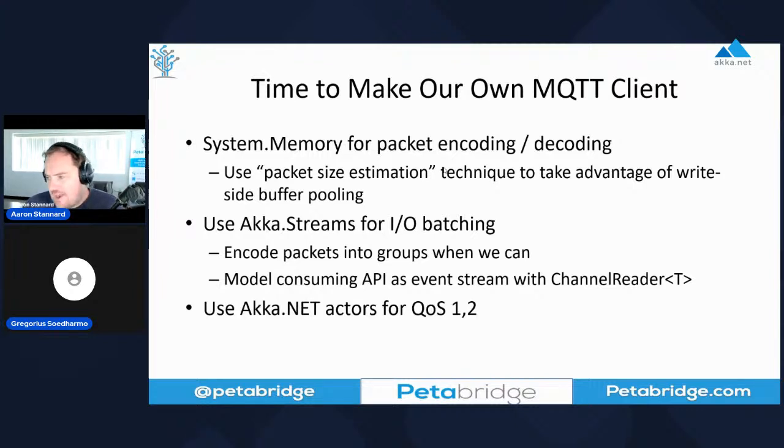Finally, we used Akka.NET actors for handling the more complex protocol. So this is for quality of service 1, quality of service 2, all of the ACK/NACK workflows that have to take place to make sure the broker recognizes that a message has been fully published or fully processed. We have actors that are responsible for taking care of that out of band, that way we don't block the flow of traffic inside our MQTT client.